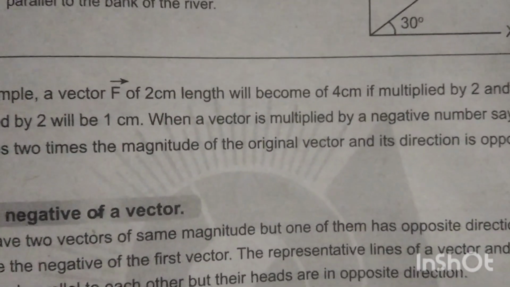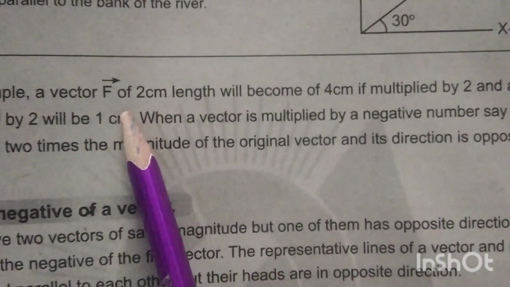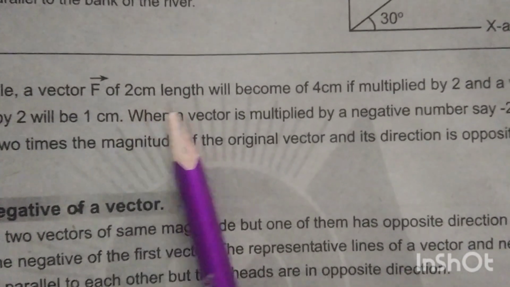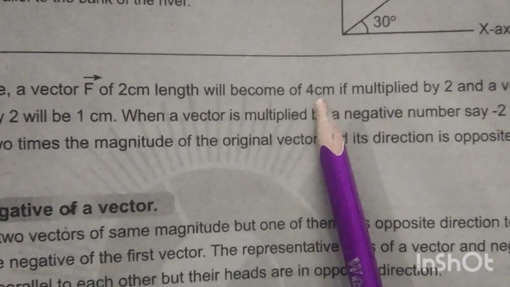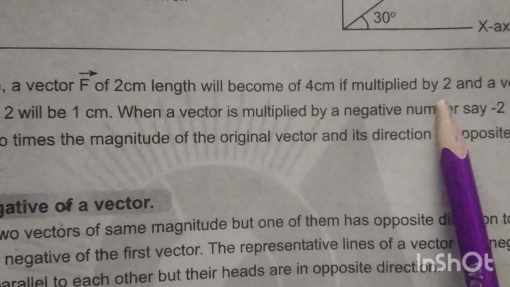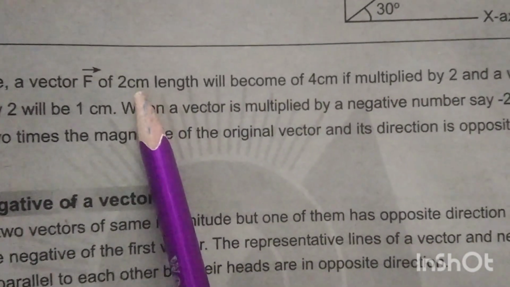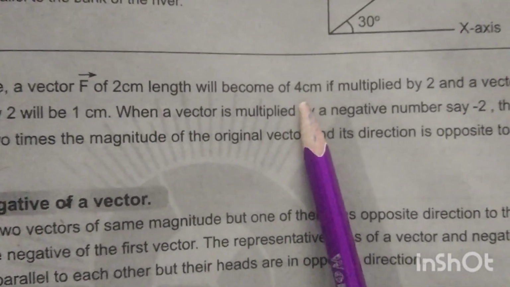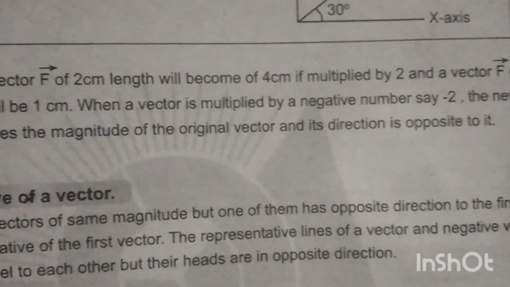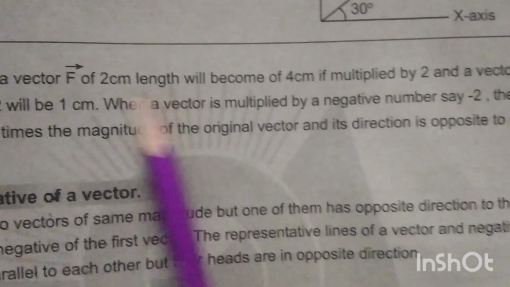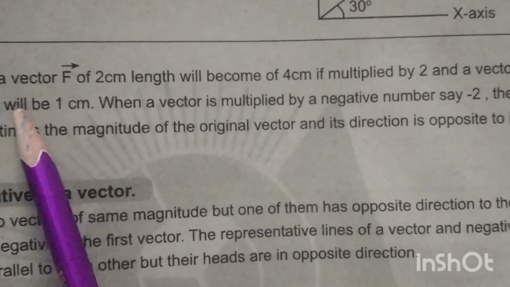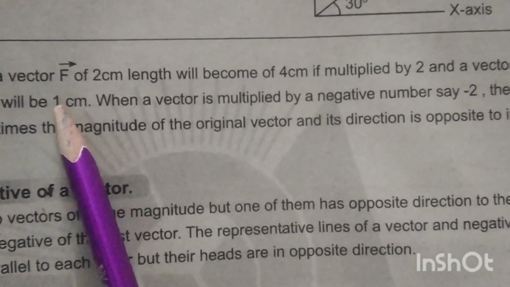For example, if we have a vector F of 2 centimeter length, it will become 4 centimeter if multiplied by 2. 2 multiplied by 2 is 4. Here it will become 4 centimeter. A vector of 1/2 centimeter multiplied by 2: the 2 will cancel the 2 and the answer will be 1 centimeter.